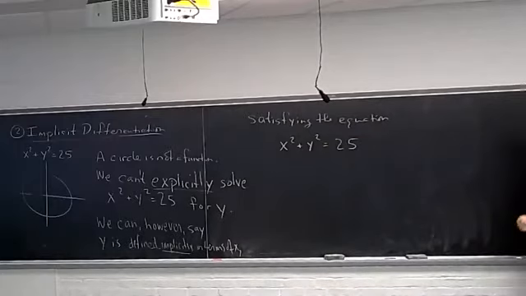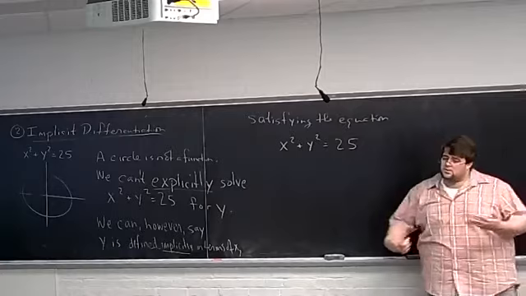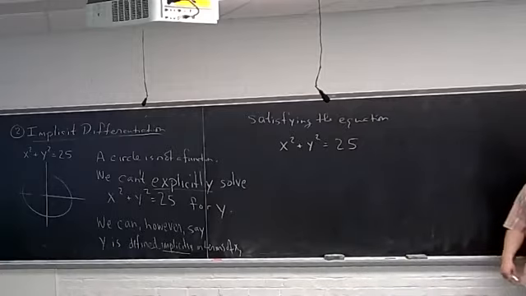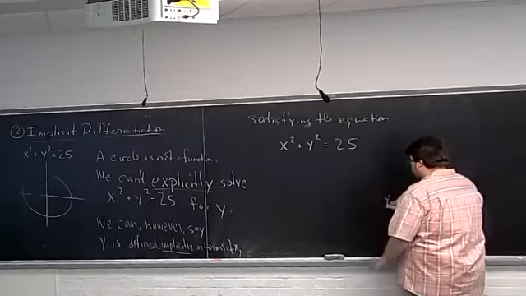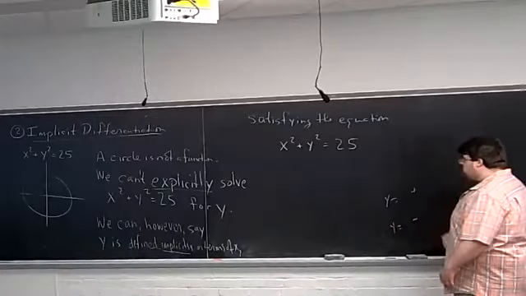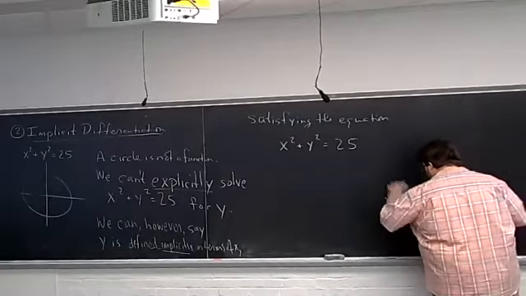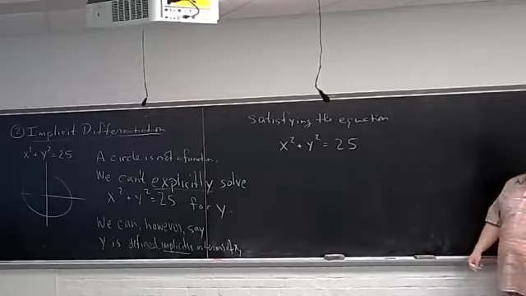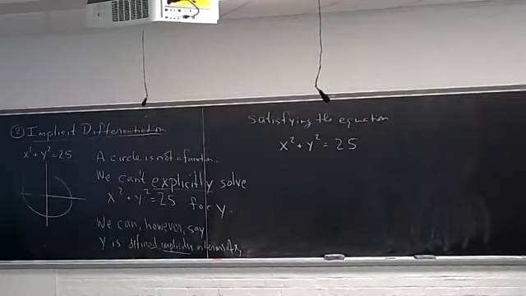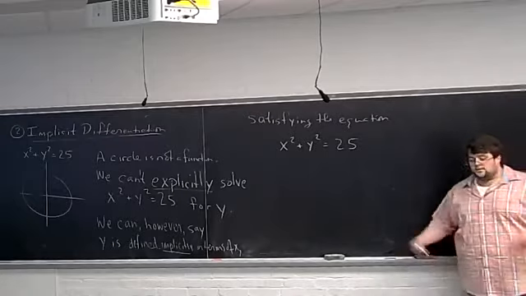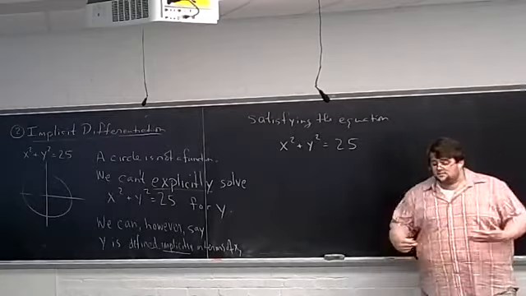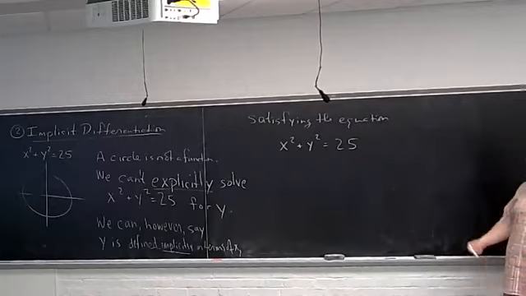With this circle example, you could break it into two functions and go from there. With the next example, we won't be able to, meaning you could say y equals positive, y equals negative square root, and so on. That is a lot more work than is necessary, and we'll see why in a minute. When we have an equation in x and y, where y is defined implicitly in terms of x, we can use the chain rule to find dy dx.